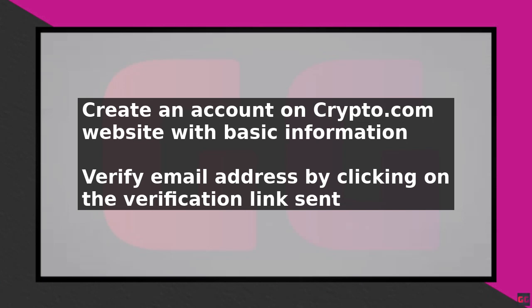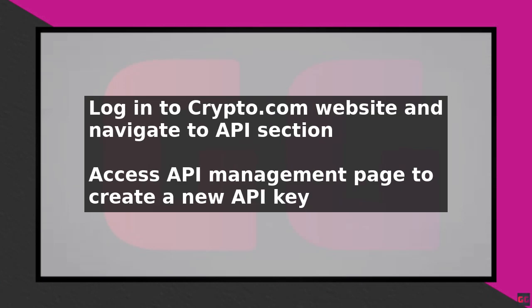Once your account is set up, log in to the Crypto.com website and navigate to the API section. This is typically found in the account settings or dashboard area. Click on the API option to access the API management page. On the API management page, you will see an option to create a new API key. Click on this option to generate a new API key.